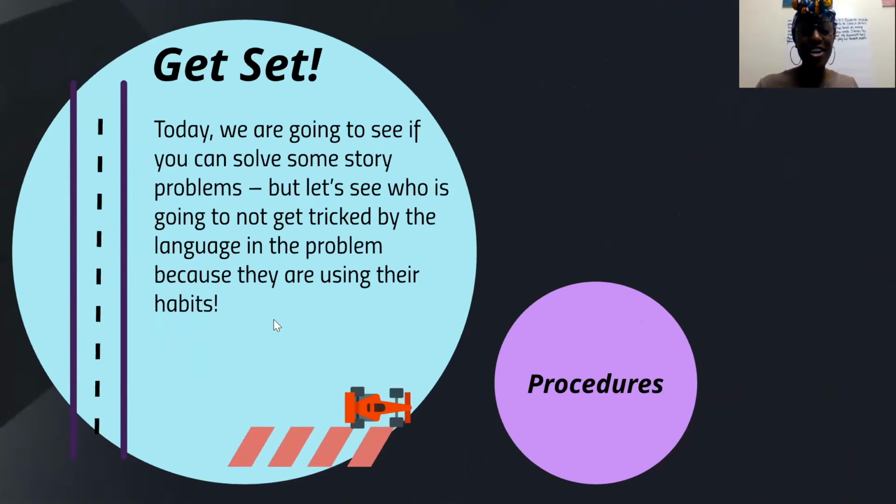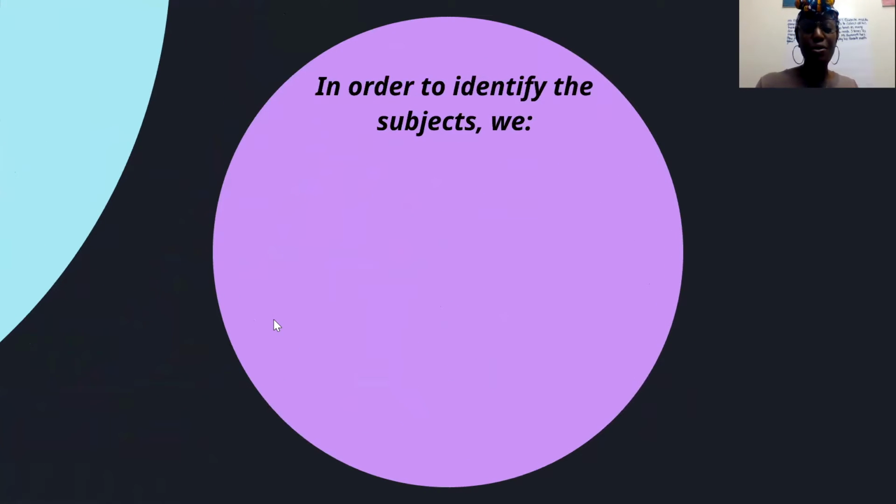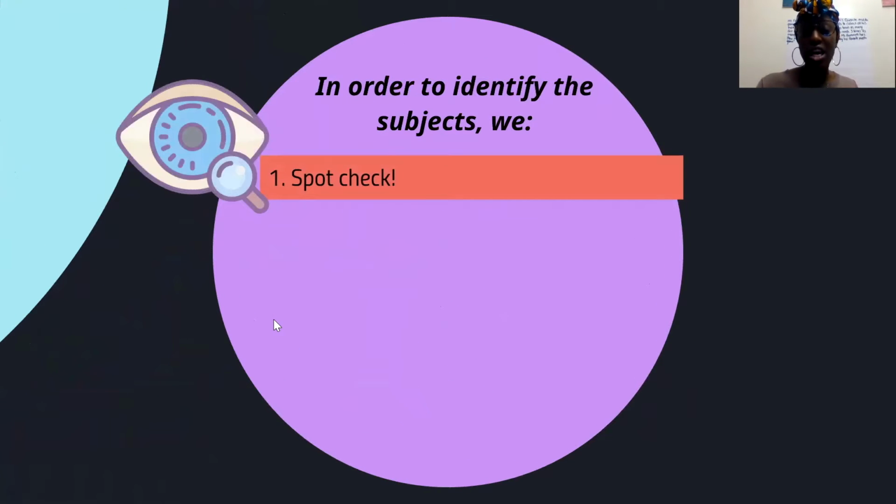And today, we are going to see if you can solve some story problems. But let's see who is not going to get tricked by the language in the problem because they are using their habits. So let's go over those habits. And when we're thinking about identifying subjects, one, we need to spot check. Are there whole numbers greater than 1? And we need those because that's how we know we can apply our big idea. And then we're going to look out for the times as many statement because that's our comparison statement that we're going to zoom into to start marking up our problem.